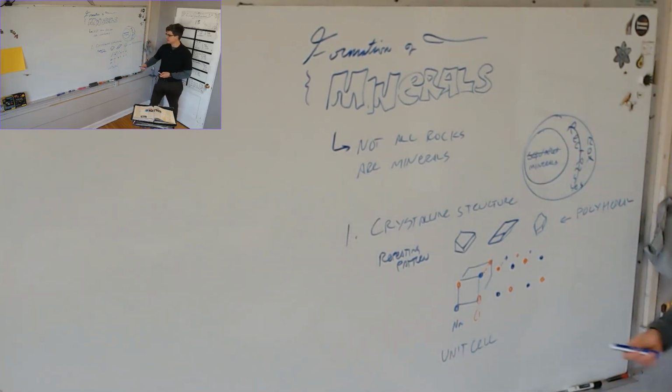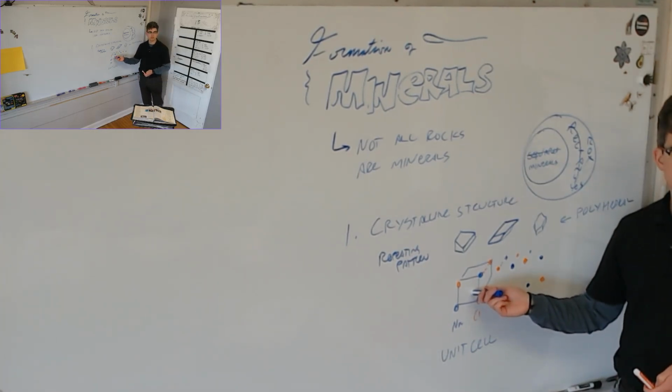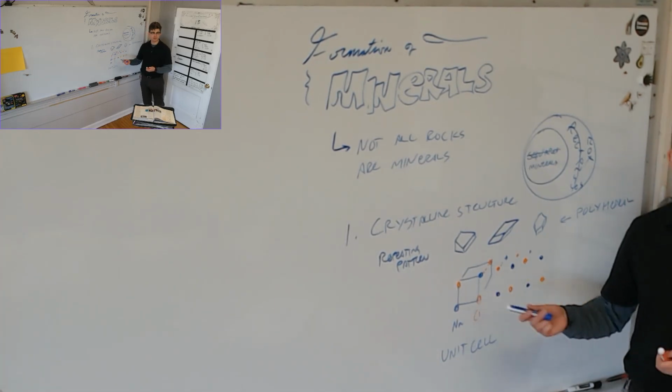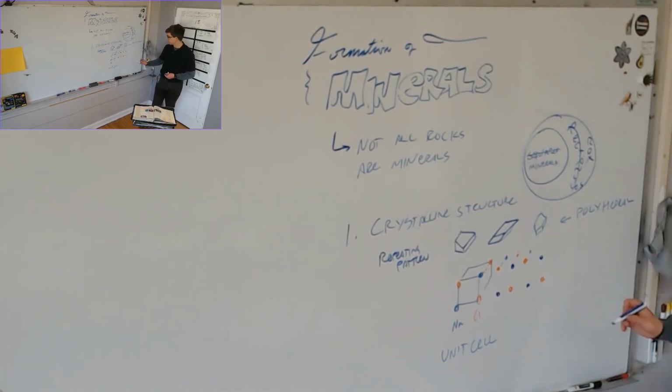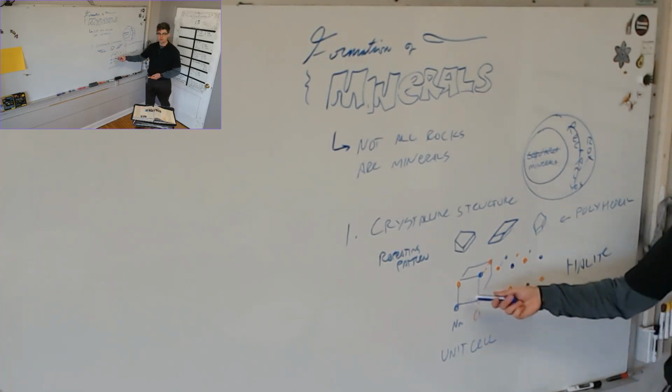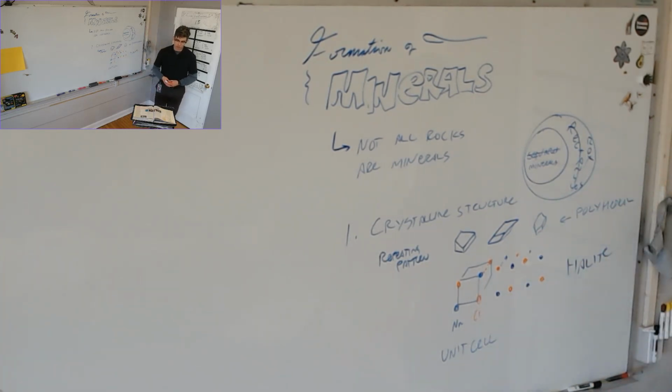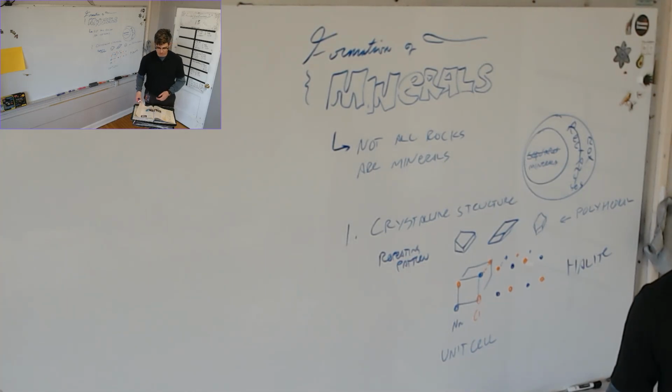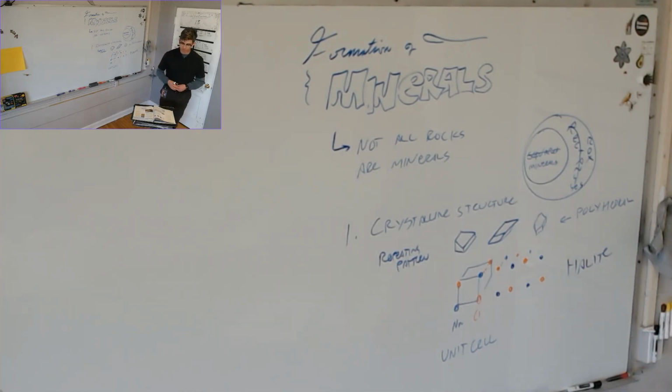In this case, the unit cell is what shape? Square. Cube. Right. Cubic. So sodium chloride, the mineral halite, has a cubic crystalline structure. That's one of the properties of a mineral. It has a definite crystalline structure.